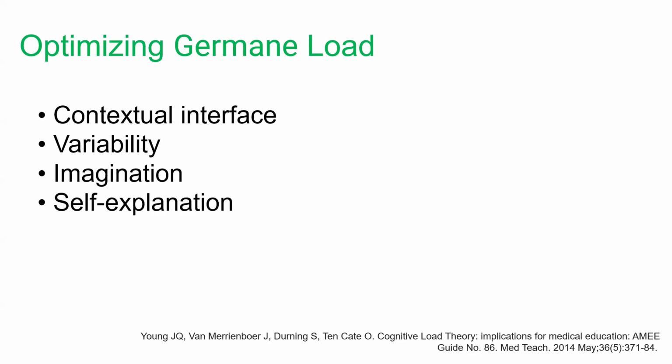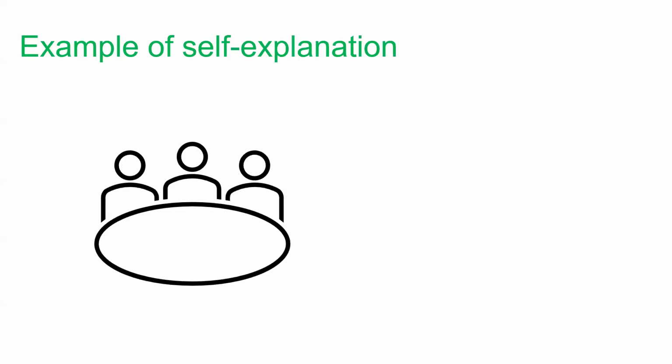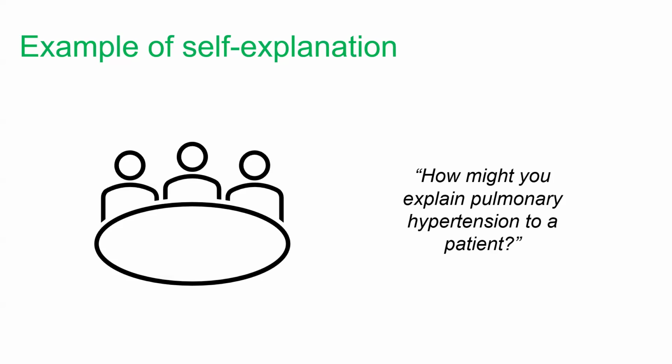Finally, now that you've made space for germane load, you have to talk about how you can optimize it. So one way we can do that is something called self-explanation, as an example. So let's say you're on table rounds again, and you turn to the student, and you have a patient with pulmonary hypertension. Well, you might ask them, in simple terms, how might you explain pulmonary hypertension to a patient?